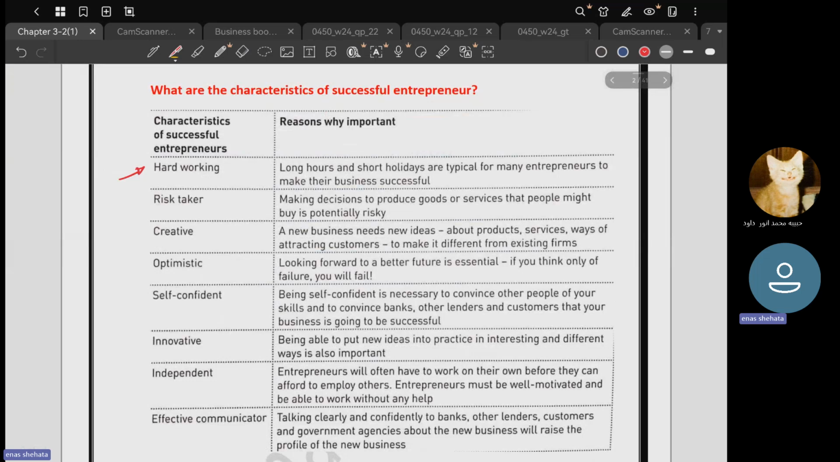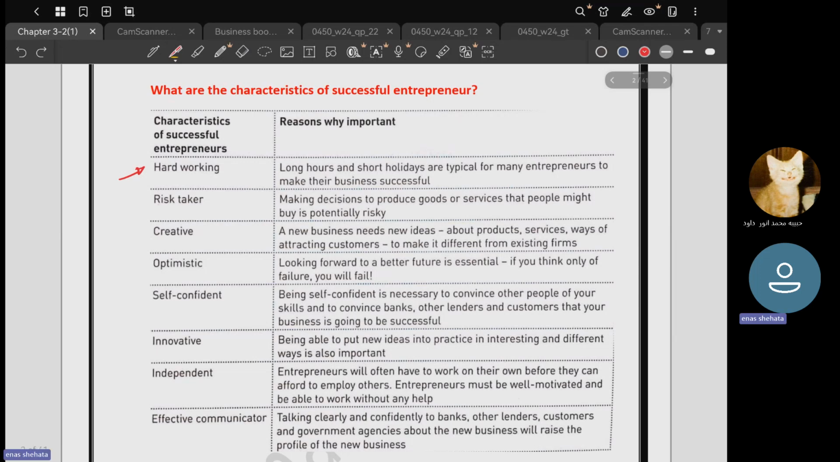What's meant by hardworking? It means working long hours and taking short holidays. Now you want to be a successful entrepreneur. How can you be a successful entrepreneur without working hard and taking short holidays in order to take care of your business?